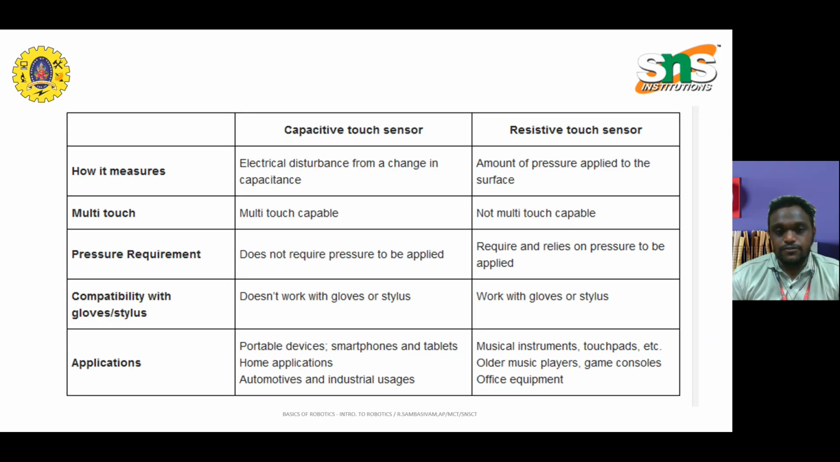So that is the difference between the two: how each measures the change in capacitance on the surface. Capacitive is multi-touch, resistive is not. The pressure requirement in capacitive is low, but in resistive it is high. Gloves or stylus do not work with capacitive, but can be used with resistive. Similarly, the applications, as I already mentioned, are smartphones and musical instruments. This is the difference between them.